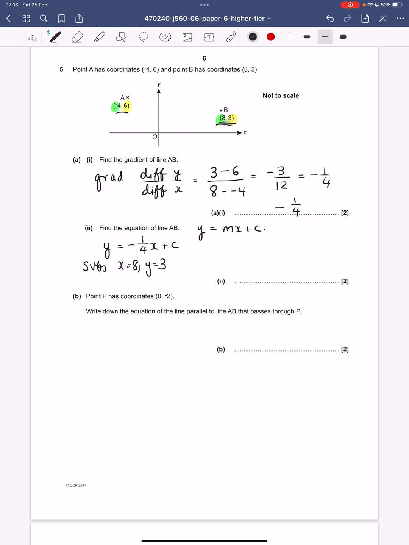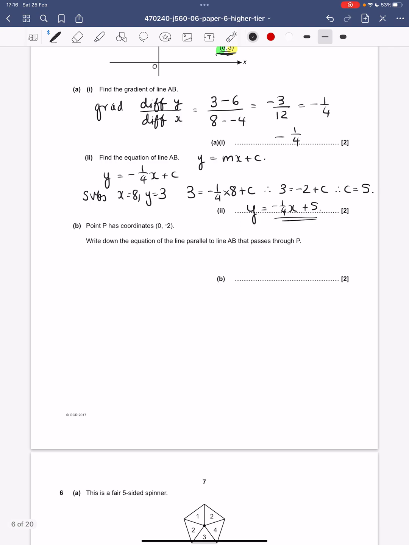To find the c, you could have substituted this point as well, but I'm avoiding the negatives. So 3 is minus a quarter times 8 plus c. So therefore 3 is minus 2 plus c. So therefore c is 5. Add 2 to each side. So y is minus a quarter x plus 5.